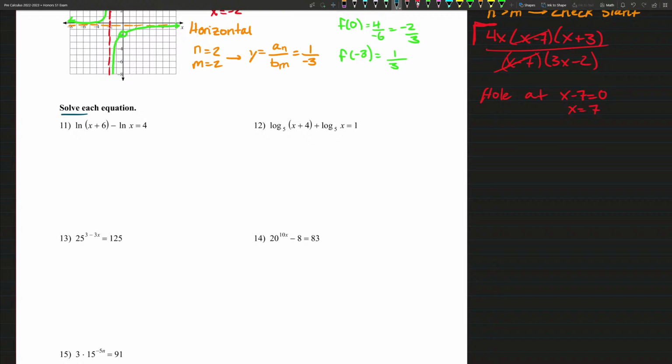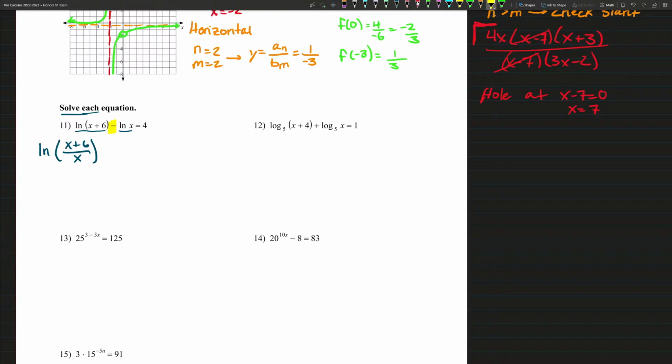Right. But for solving each equation, when we have 2 logs on the same side, we want to combine them as much as we can. When we have the difference of 2 of the same log, we're going to take the quotient of the inside. So this goes to the natural log of x plus 6 over x. Right? We have the difference of this thing. If this were the product, we'd be multiplying them together, but because it's the difference, we're dividing them.